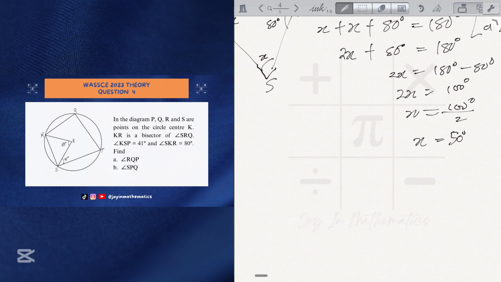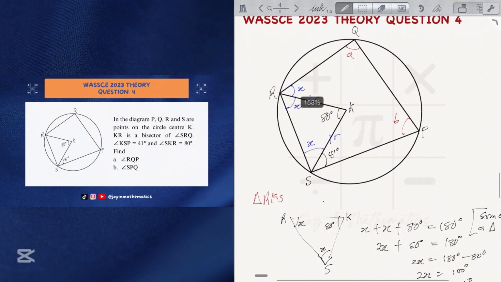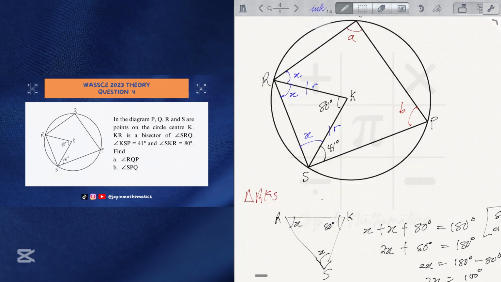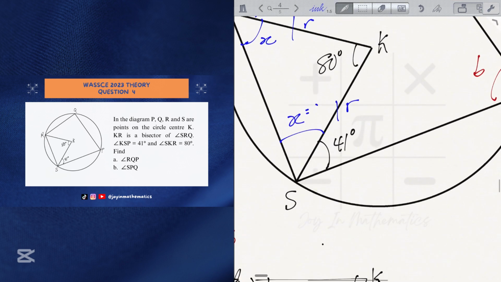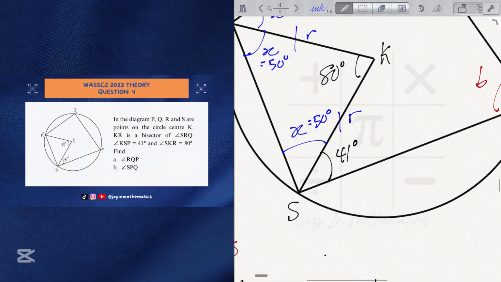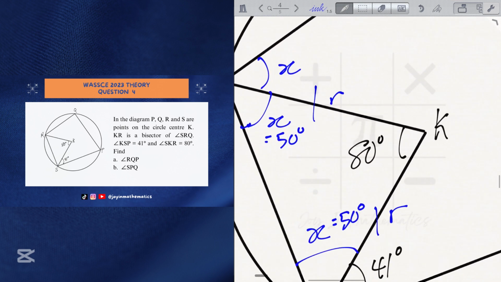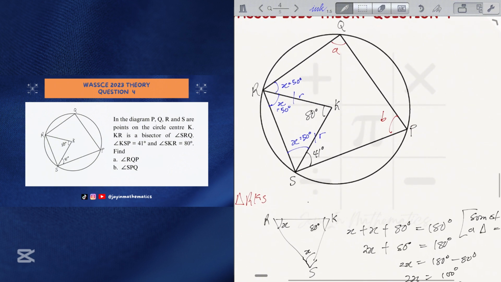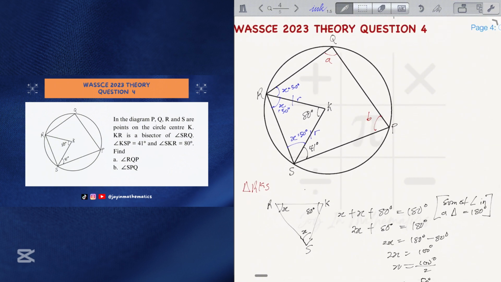Now with that, let's go back to the diagram and input the values of 50 degrees. So x here is 50 degrees, x here is 50 degrees, and similarly x here is equal to 50 degrees. Now let's focus on the question proper. The first question says we should find the angle RQP, that is angle A.